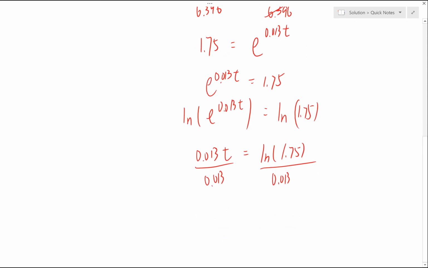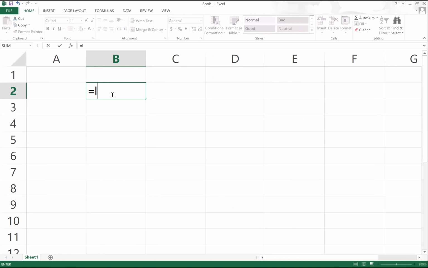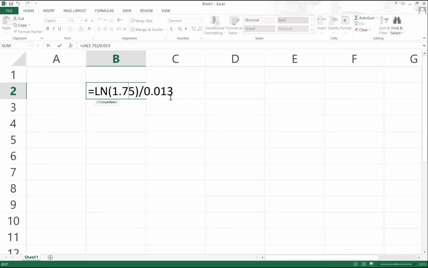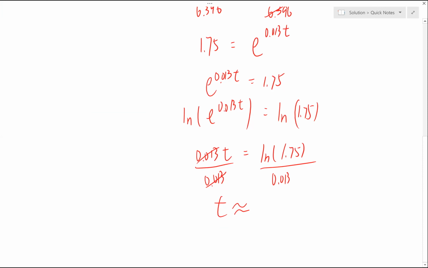Okay, so let me quickly review the Excel skills. I'm going to show this in Excel now. So we put into Excel, typing ln 1.75 and dividing by 0.013. And that should give us a proper answer. If you run it to one decimal place, it's 43.0, right? Okay, 43.0. So it takes about 43 years.